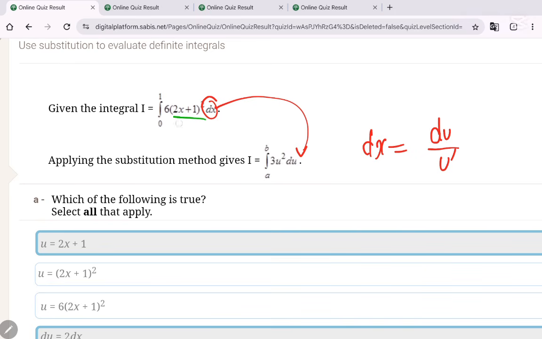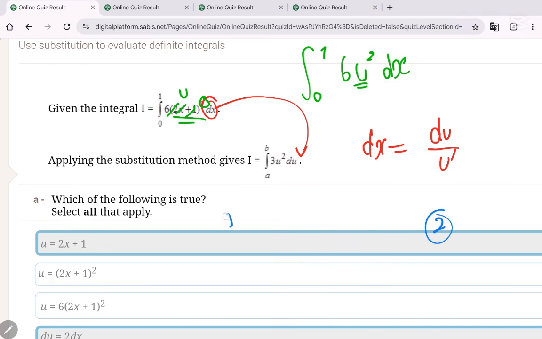You would go to wherever you have a complex polynomial with an exponent, and you will change this complex polynomial into u. So now it becomes integration from 0 to 1, 6u to the power of 2 dx. Now I need to take the derivative of u. How do I take the derivative of u? It will be very simply 2.